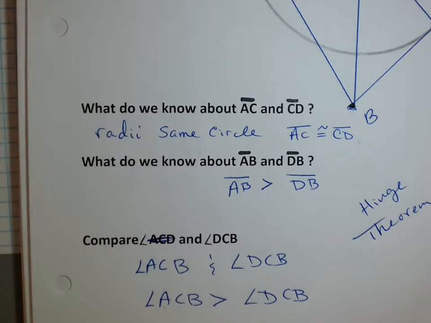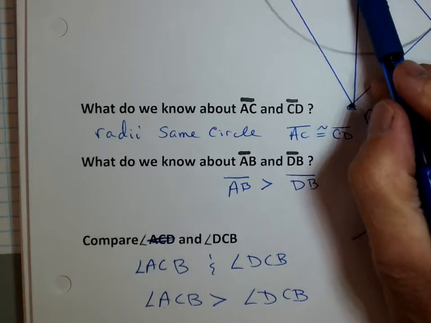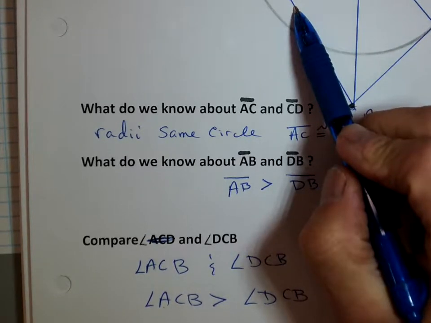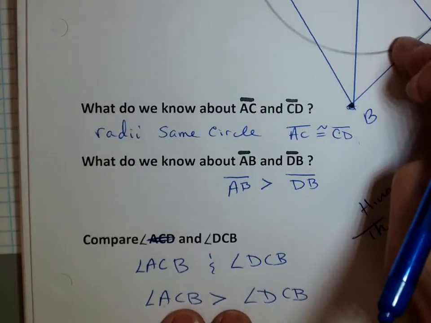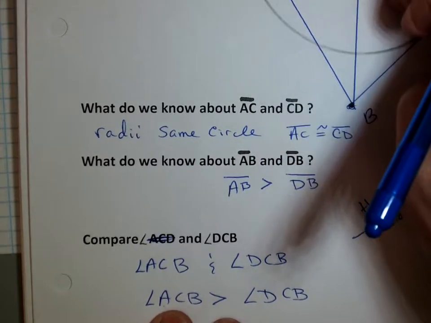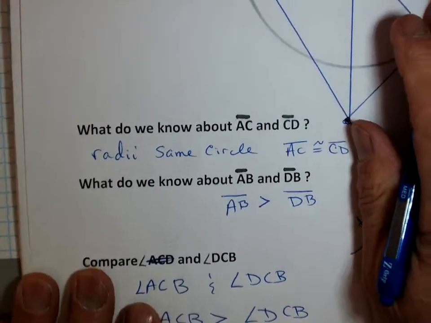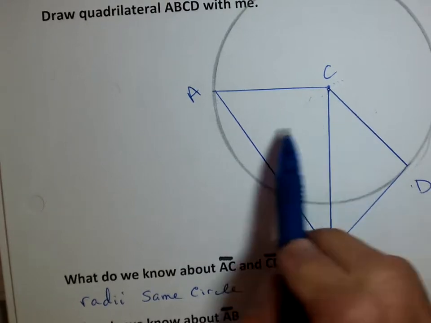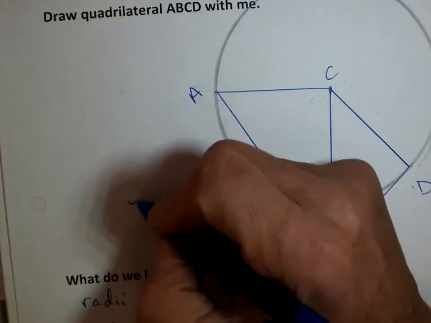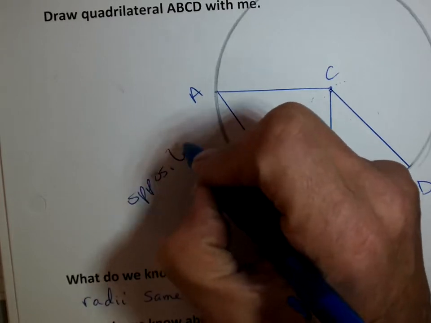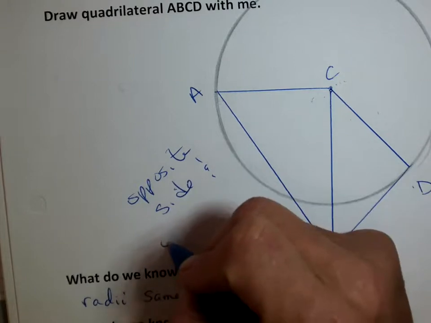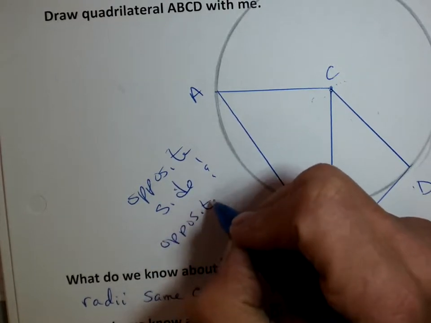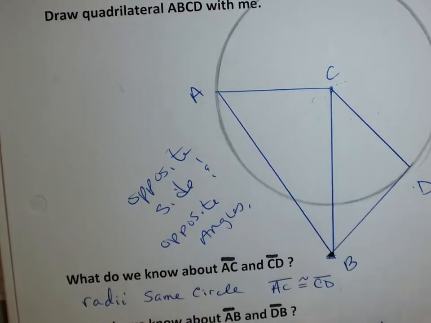So that's what we're going to talk about today. The bigger angle is opposite the bigger side. If you want to compare two angles, if this side is bigger than this side, then this angle is bigger than this angle, or if this angle is bigger than this angle, then this side is bigger. It's the opposite side. So we're looking at opposite sides and opposite angles. It's pretty simple. Same kind of thing we talked about yesterday except for comparing two different triangles.